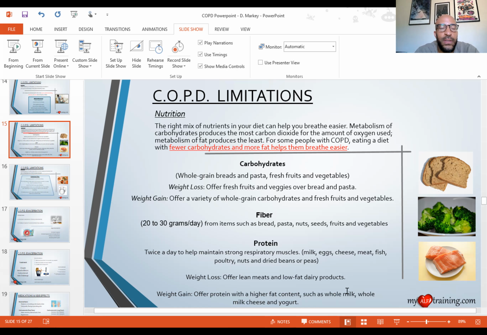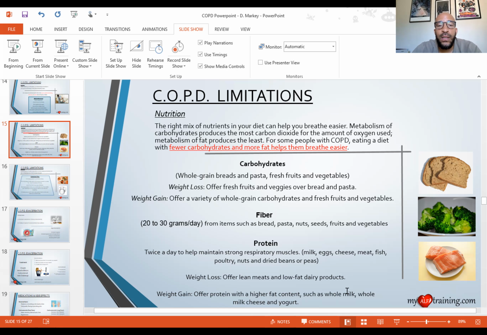Now, for protein, it's always important that we offer our patients strong, healthy, rich protein foods twice a day, preferably. This is going to help maintain their muscles. And remember, the lungs are a large muscle as well, those respiratory muscles, the diaphragm. So foods like milk, eggs, cheese, meat, fish. Those are all considerable food items for them to consume to get the level of protein that they need.